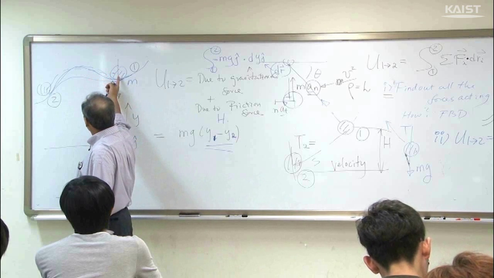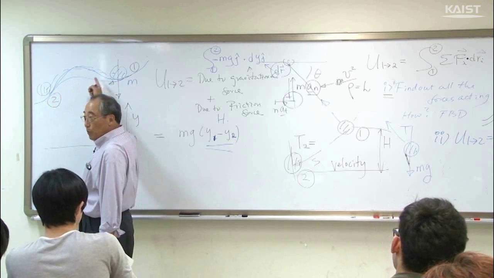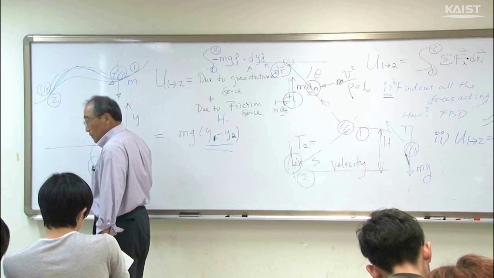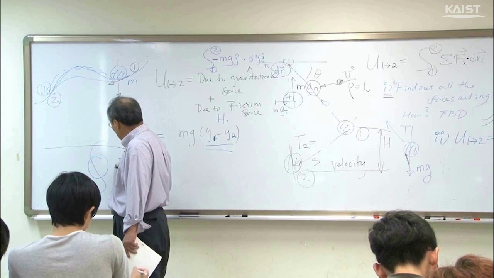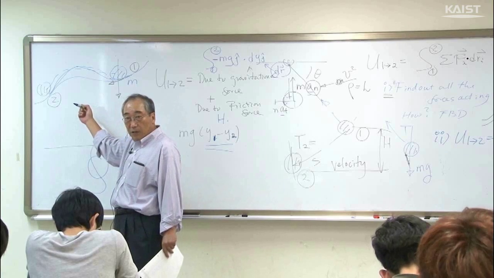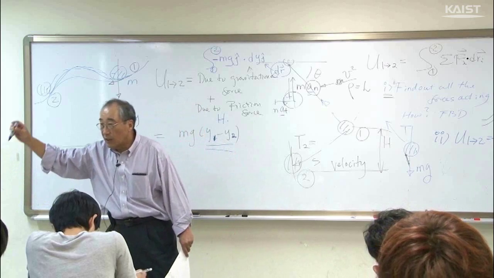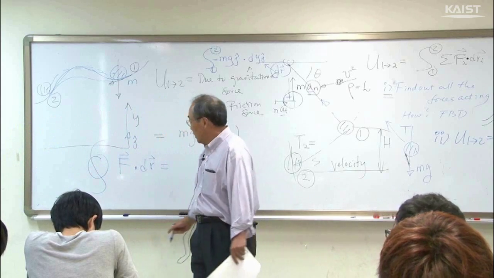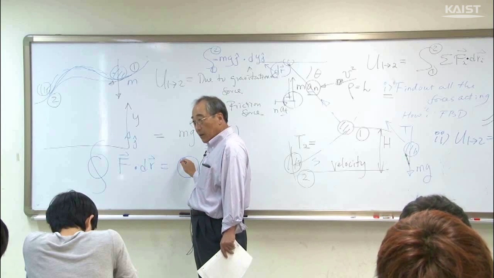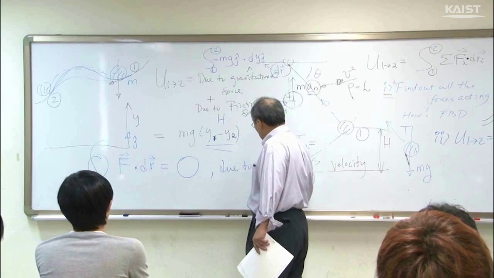Again, if this one goes from state 1 to state 2, and if it moves back to state 1, in other words, completing one cycle, this kind of force, mgh force, followed here and then back here, what is it? The work done is 0. Okay, work done is 0 due to gravitational force.